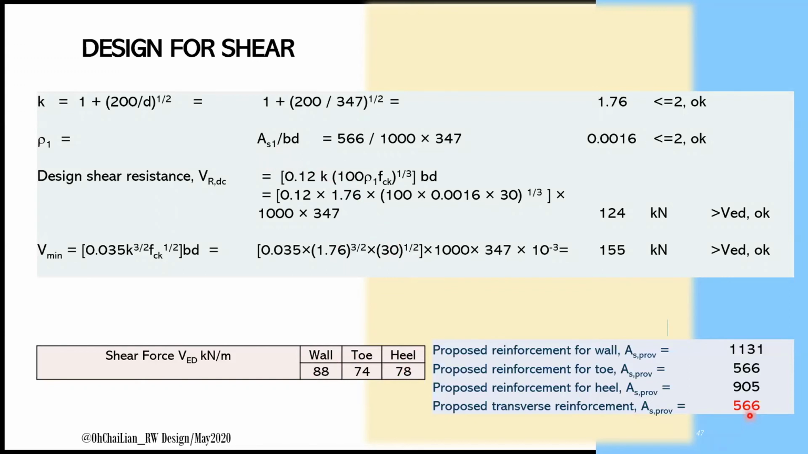FCK, B, and D are the characteristic strength of concrete, width taken as 1 meter, and the effective depth respectively. It can be seen that VRDC and V minimum in this calculation are both greater than the shear force at the wall, toe, and heel. Therefore, the check is satisfactory.